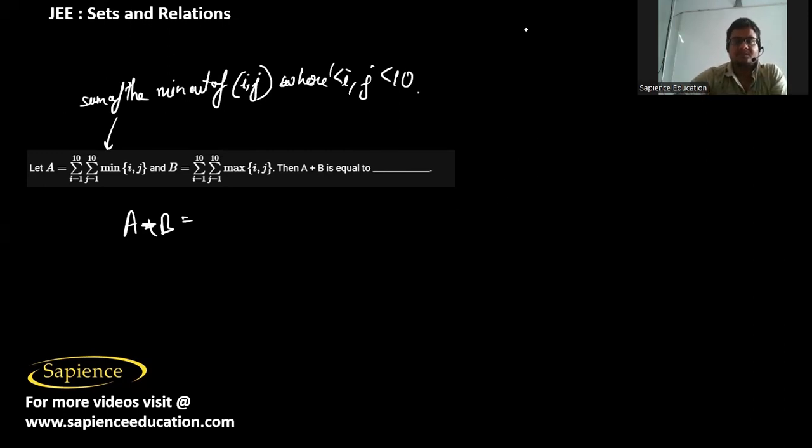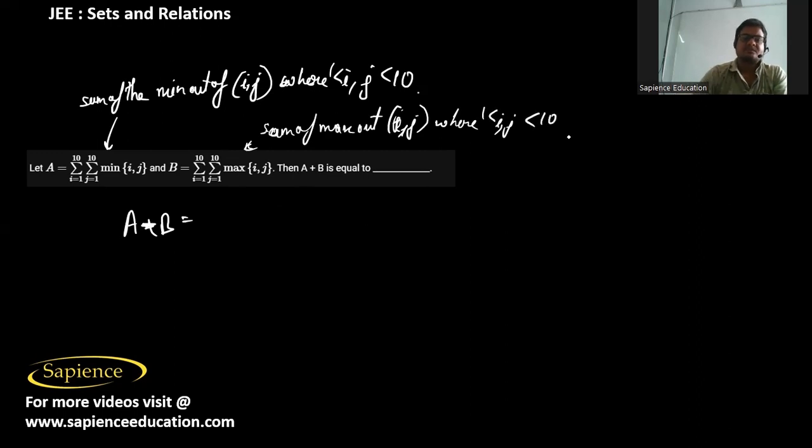And i comma j is a natural number also. And B is the sum of the maximum out of i comma j, where i comma j is from 1 to 10. Then A plus B is equal to.